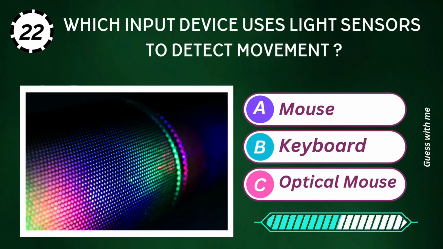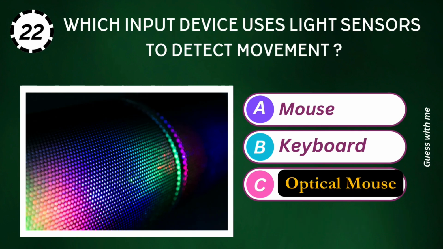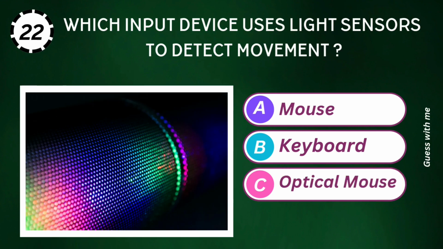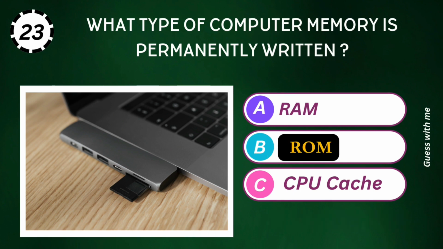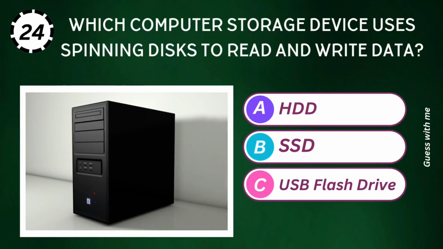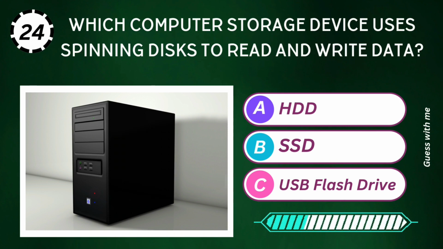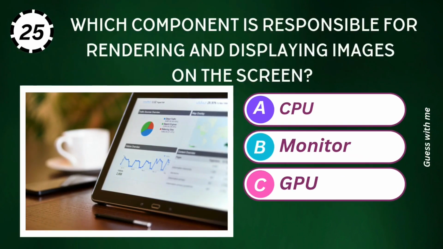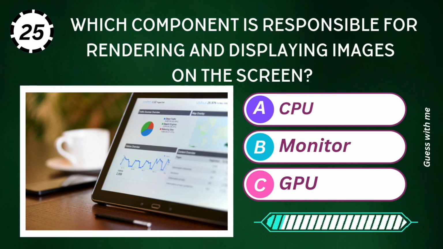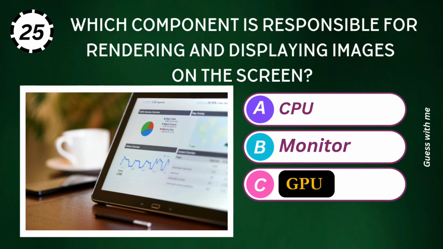Number 22. Which input device uses light sensors to detect movement? Optical mouse. Number 23. What type of computer memory is permanently written? Option B, ROM. Number 24. Which computer storage device uses spinning disks to read and write data? Option A is the answer. Number 25. Which component is responsible for rendering and displaying images on the screen? Option C, GPU.